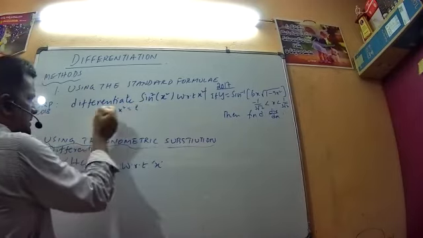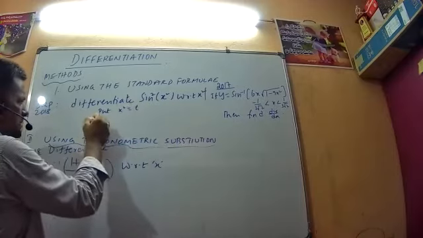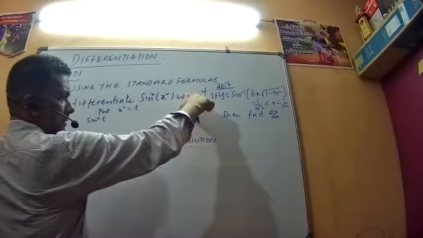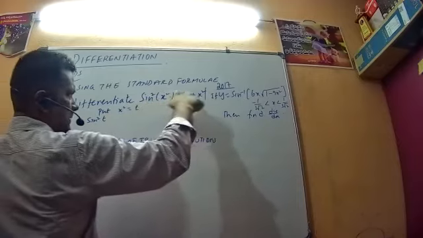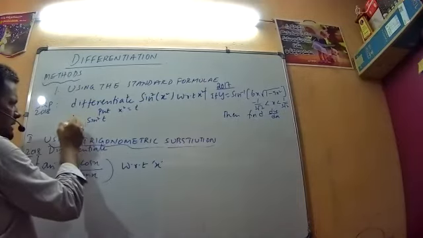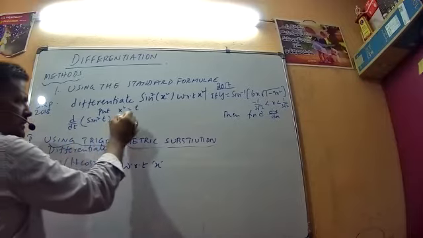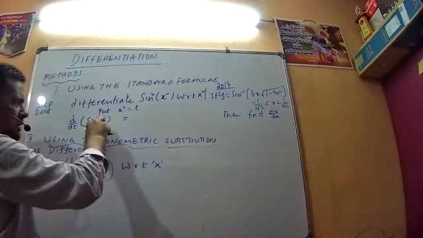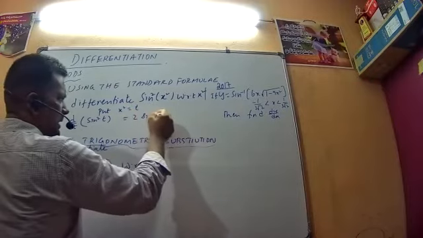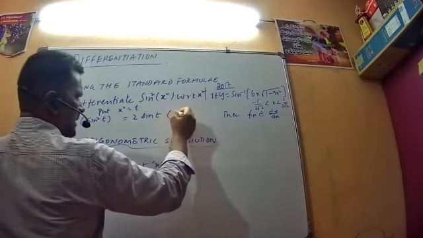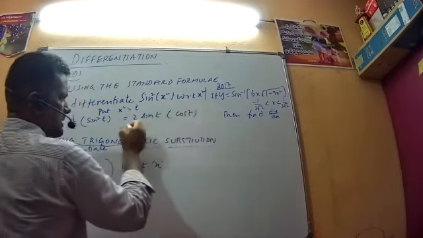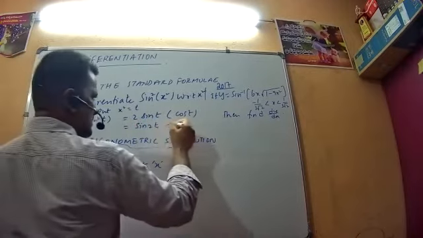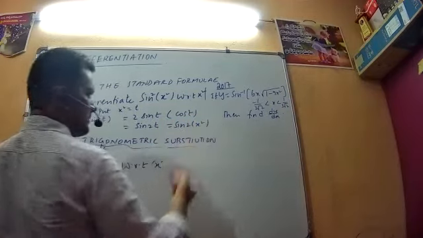What happens? This will become sine square t. So I need to differentiate sine square t with respect to t, or else d by dt of sine square t. Both mean the same. Which is equal to, derivative of x square is 2x. Derivative of sine square t is 2 sine t into derivative of sine t, which is cos t. So 2 sine t cos t is the formula of sine 2t. But what is t? t is x square. So this is the answer for this particular question.